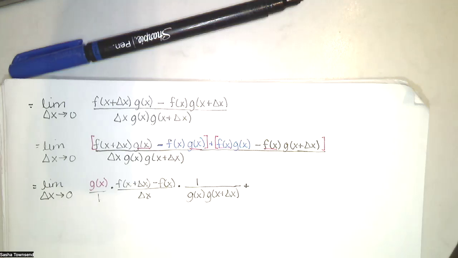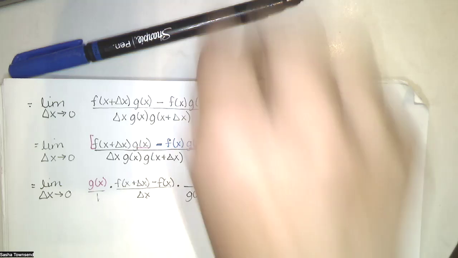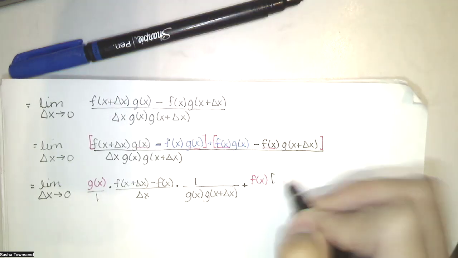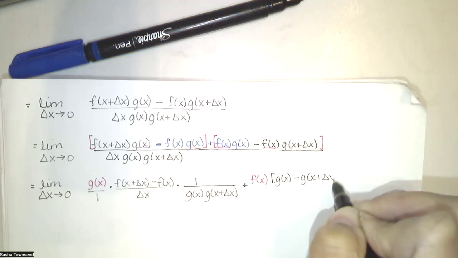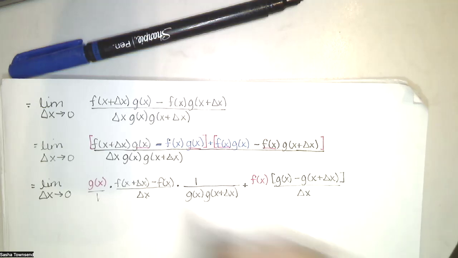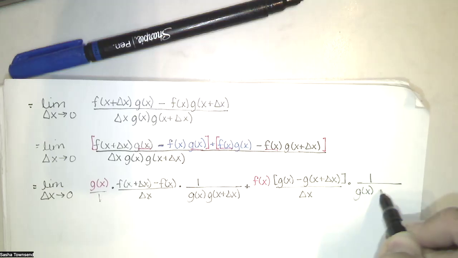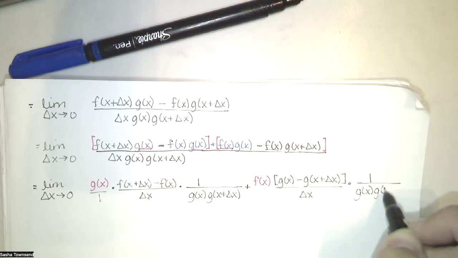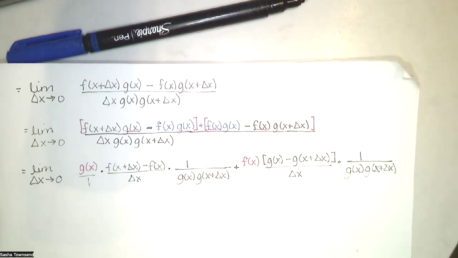I notice that they have an f of x in common, so I'll factor that out. And then I've got a g of x minus g of x plus delta x. And I want to divide that by delta x. And then I'll multiply by 1 divided by g of x times g of x plus delta x. All right, so it's starting to look like our quotient rule already.